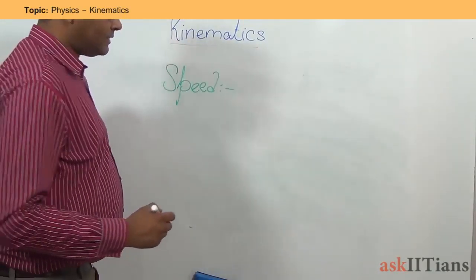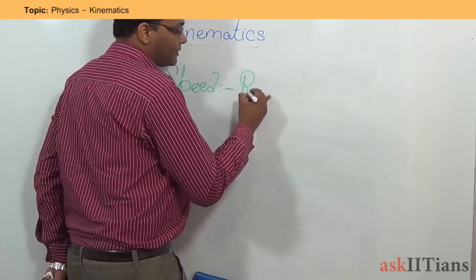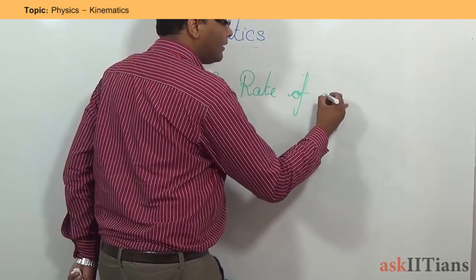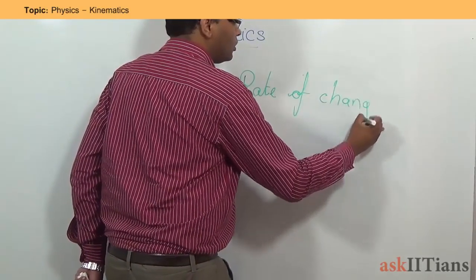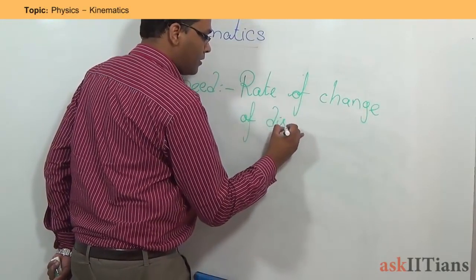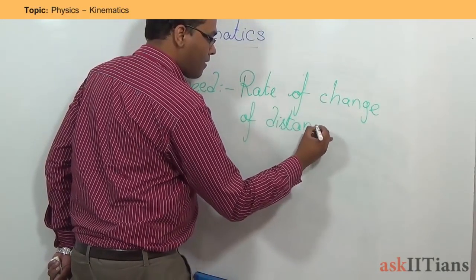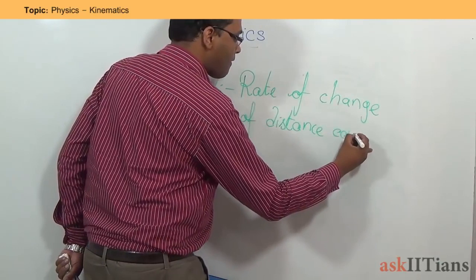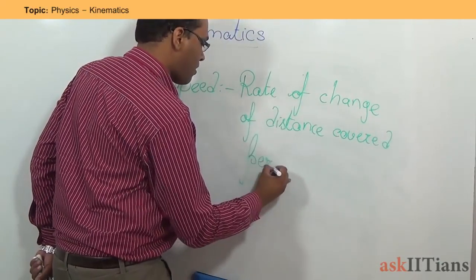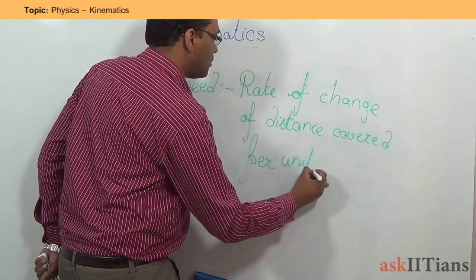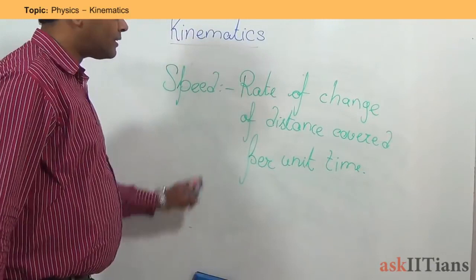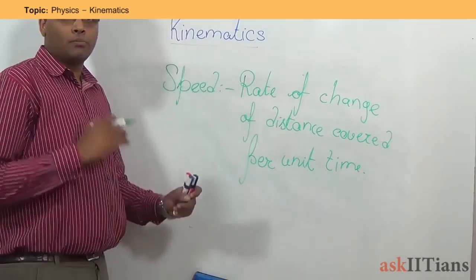So what does speed stand for? Speed is defined as the rate of change of distance covered per unit time. So it is equal to the rate of change of distance covered per unit time.